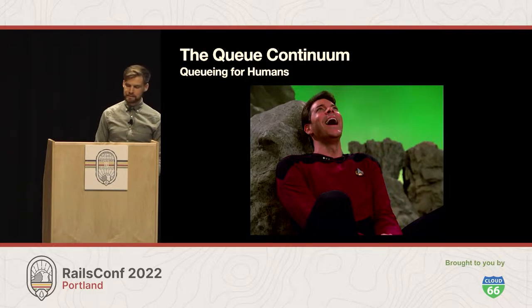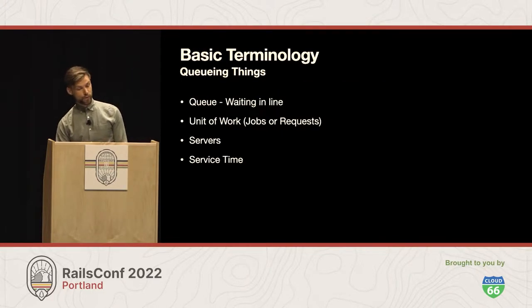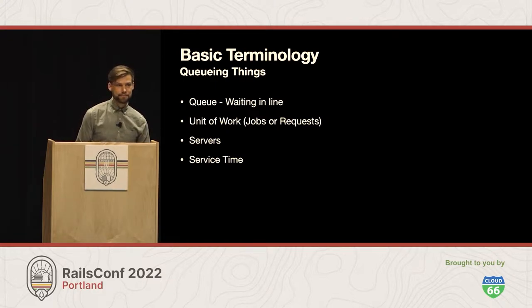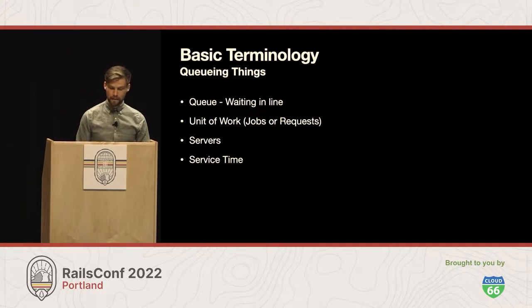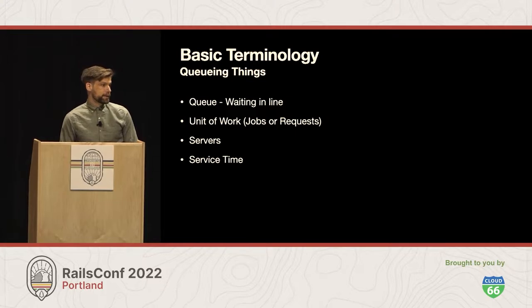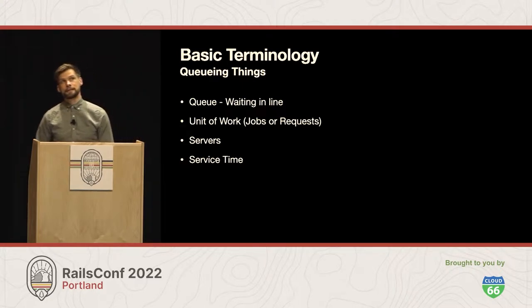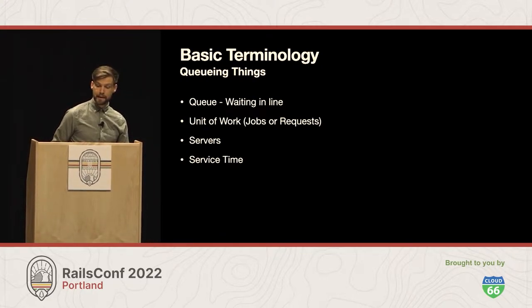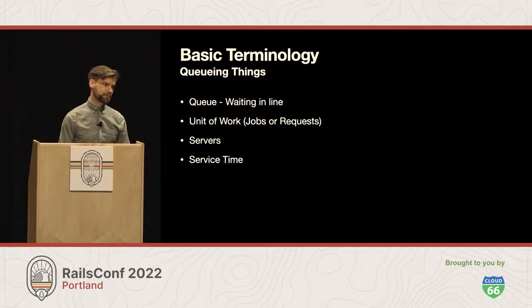Queuing really just means waiting. So waiting in line is something that we're all familiar with. We waited in line to get our badges here. I waited in line at the airport. Some of the terms that we'll be talking about are queues. The unit of work is the job or request or service that needs to be performed. The servers, or in this case, transporters, and the service time. And in this case, how long does it take to beam out?